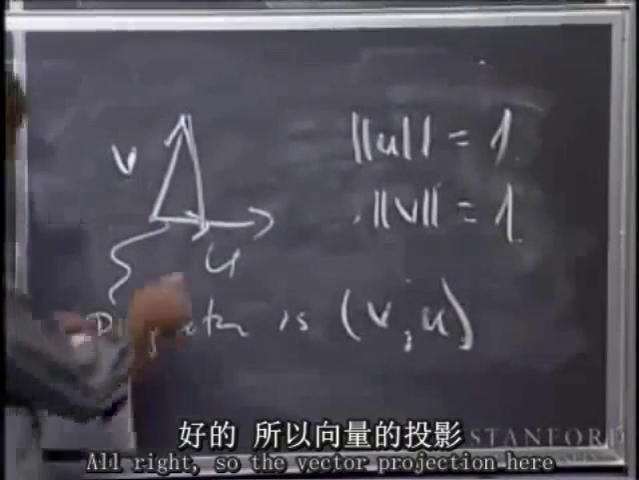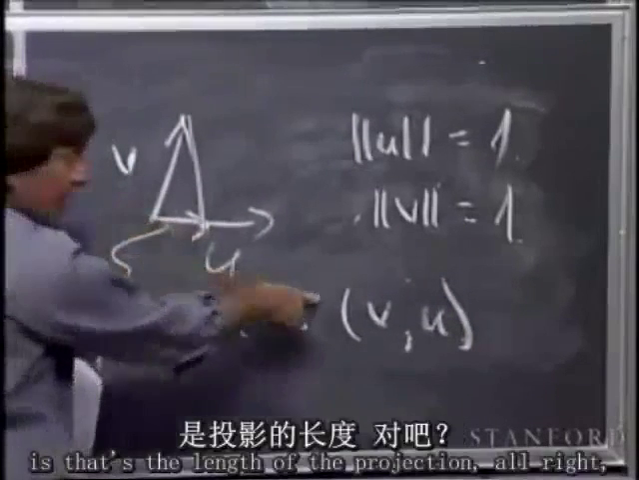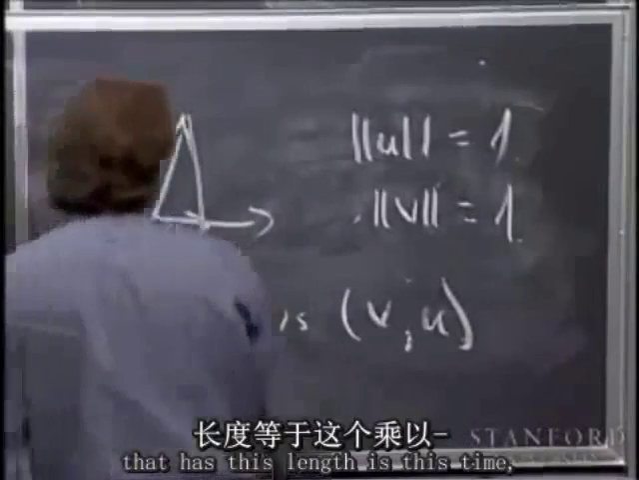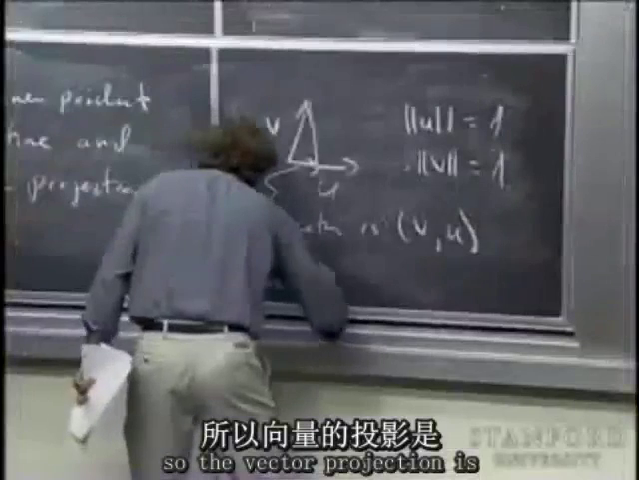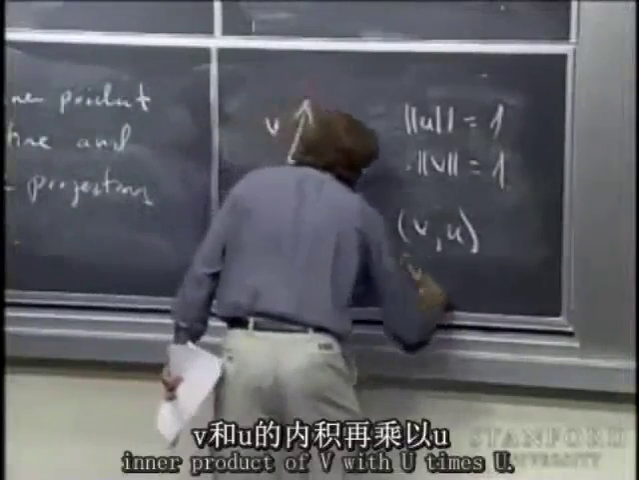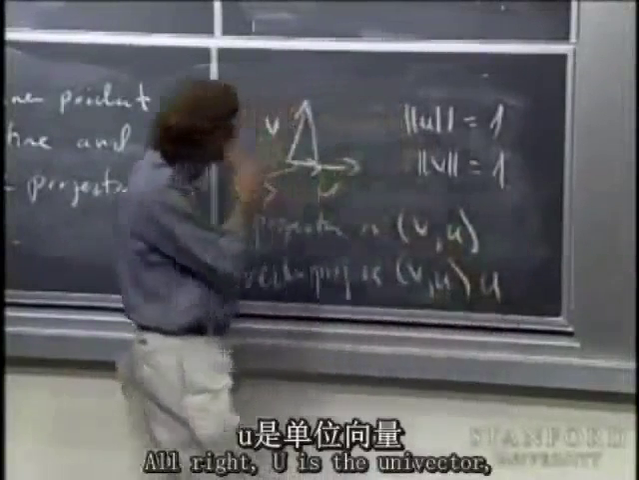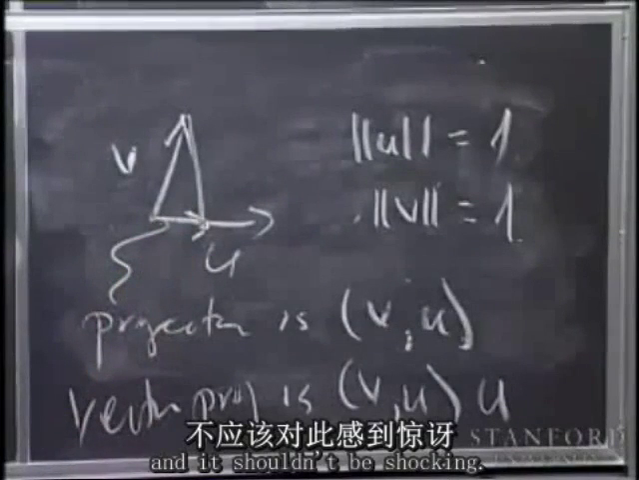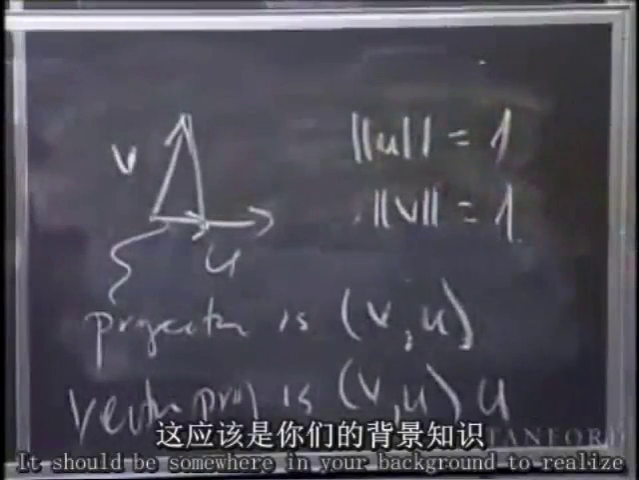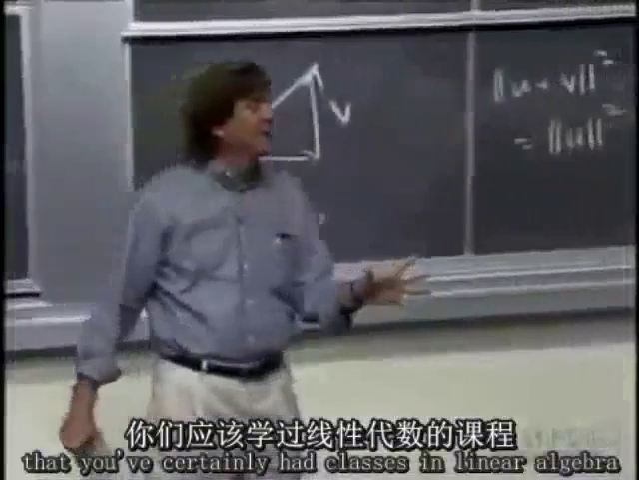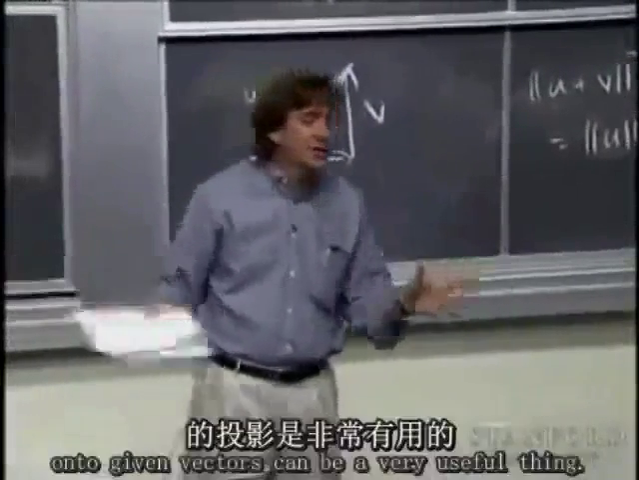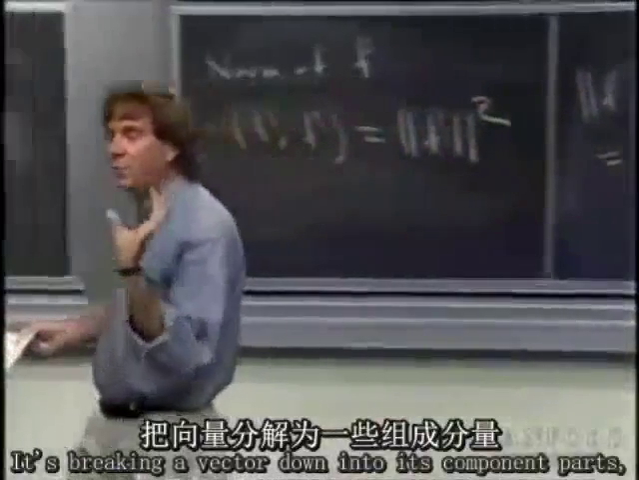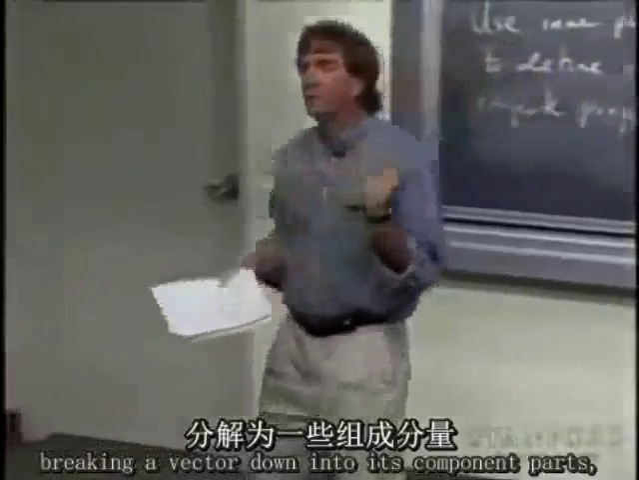All right? So that's the length of the projection. Then the vector that goes in the direction of u that has this length is this times u, so the vector projection is the inner product of v with u times u. U is a unit vector, so you go in that direction this length, and that's how you project. It shouldn't be shocking. It should be somewhere in your background, certainly if you had classes in linear algebra, that decomposing a vector into its projections onto given vectors can be a very useful thing. It's breaking a vector down into its component parts.